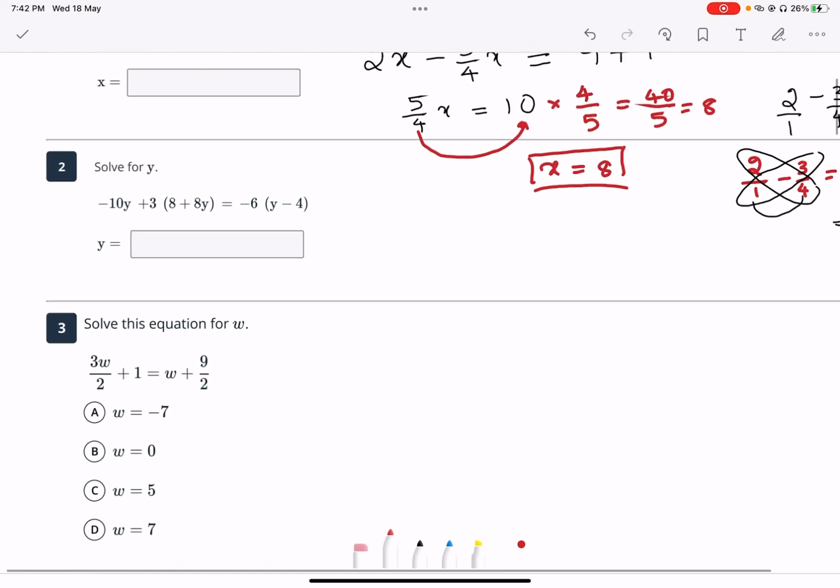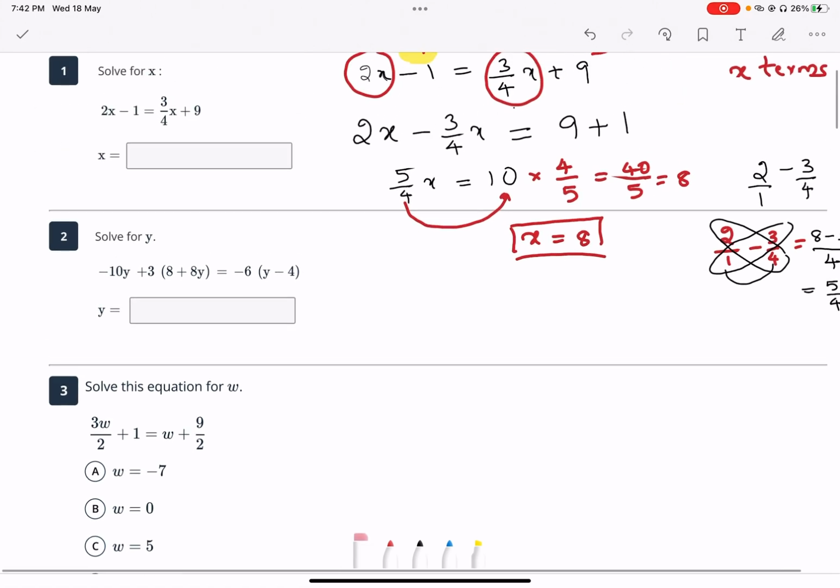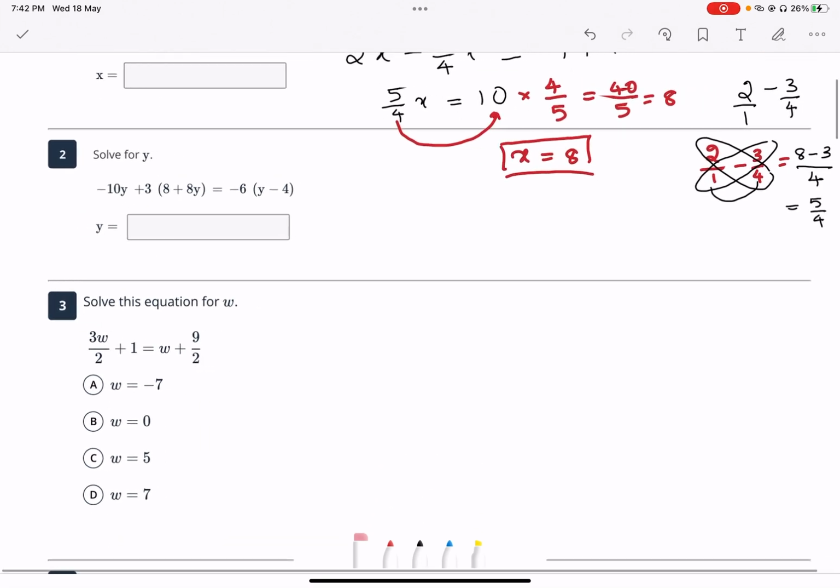Coming to the second question, this is quite an easy one compared to the first one. Now this is negative 10y. I'll not erase it, I'll send this as a PDF file as well. So what do you have here? You have the distributive property to be applied, which is negative 10y.